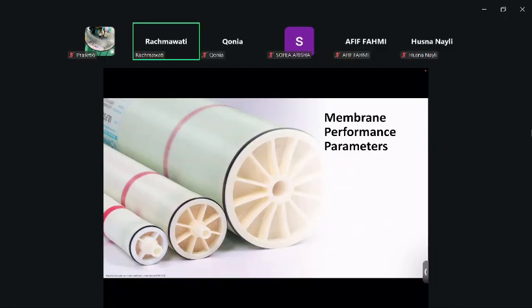So next is the membrane performance parameters. If you have a system, in this case membrane filtration, you might want to have a standard. You might want to know in what case you say it is a good thing, up to the standard, or not up to the standard. You should really define the parameter.